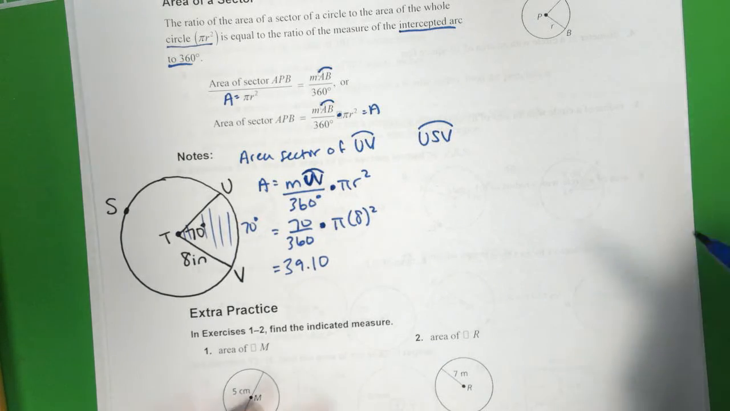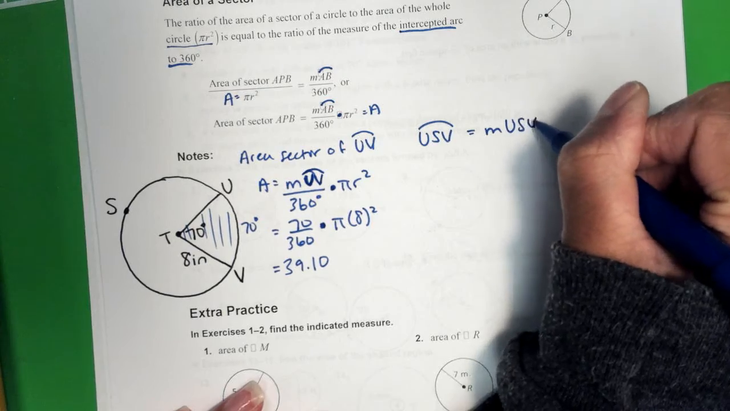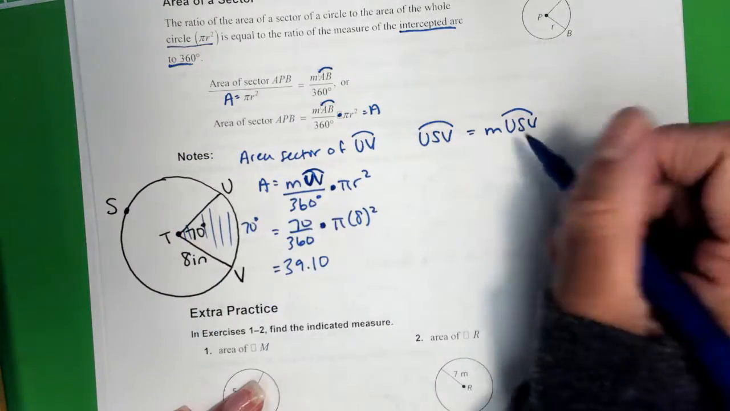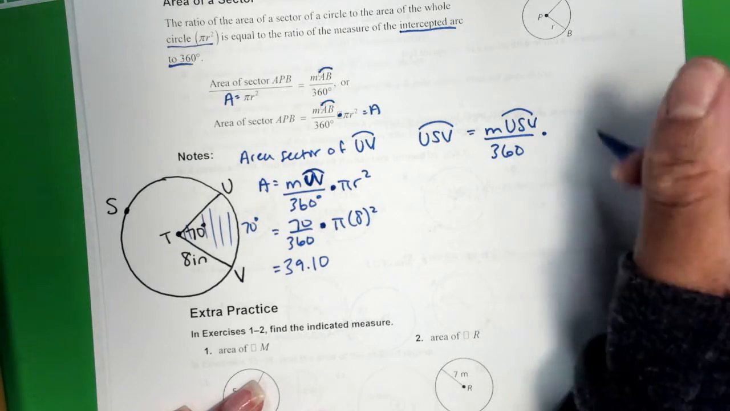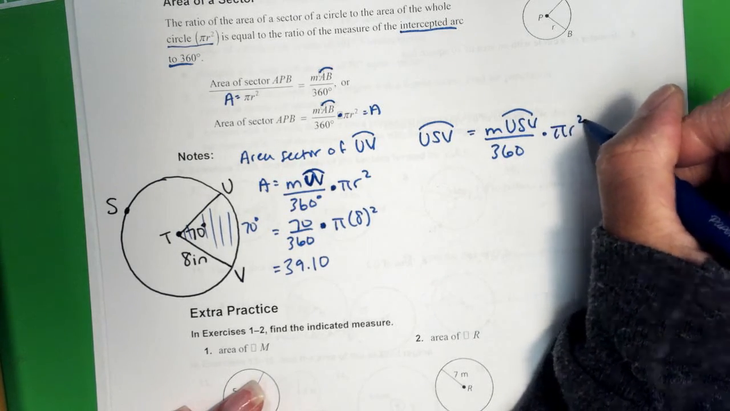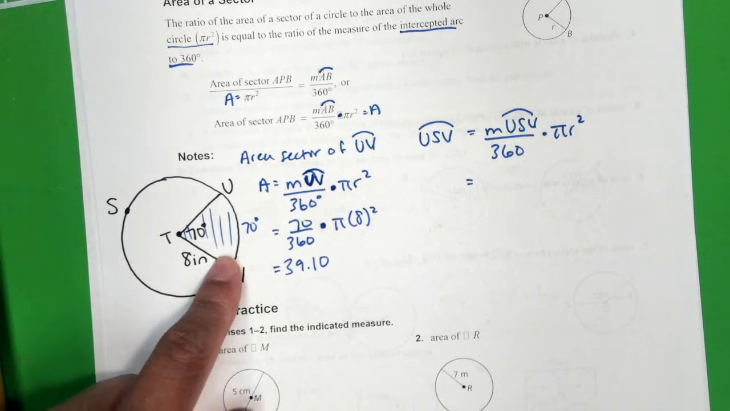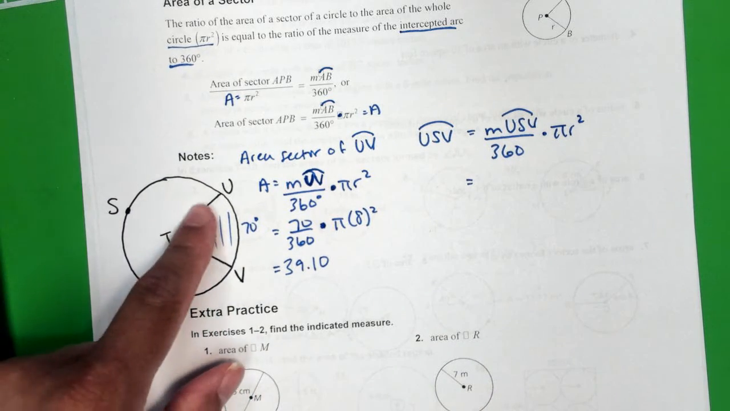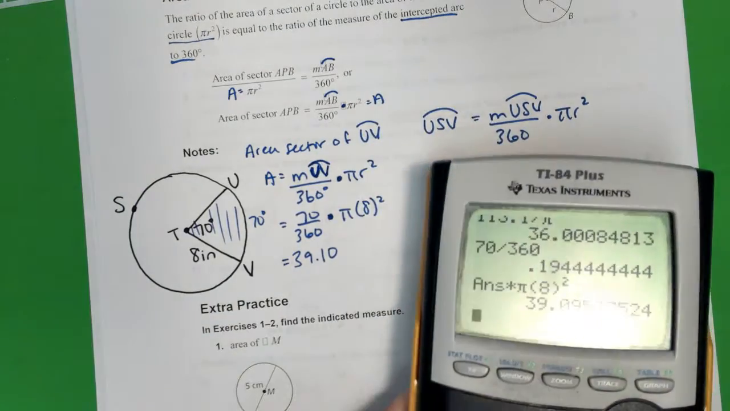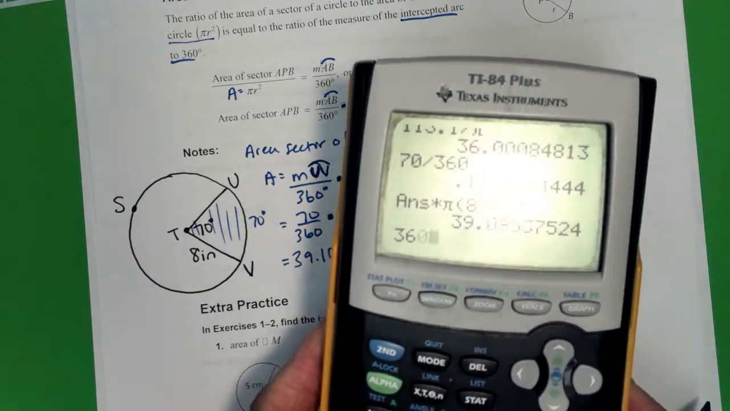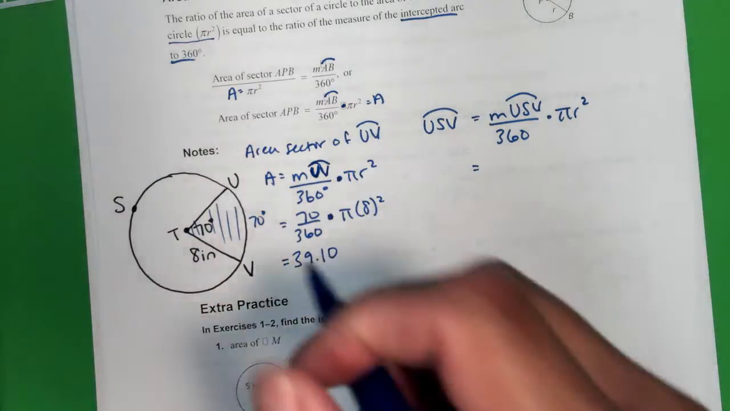So we are going to do the same thing. We're going to take the measure of USV, and USV is the rest, all over 360, and we're going to multiply it by pi r squared. So this time, instead of using 70 degrees, we need to find the rest. So if we want to find the rest of our arc measure, we take 360, subtract 70, and we're left with 290 as the rest of our arc measure.